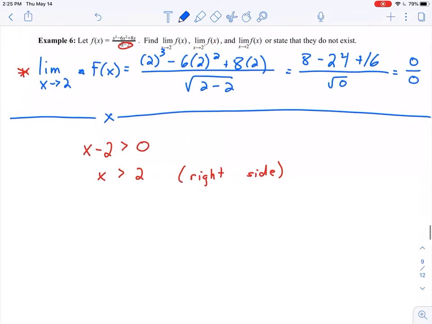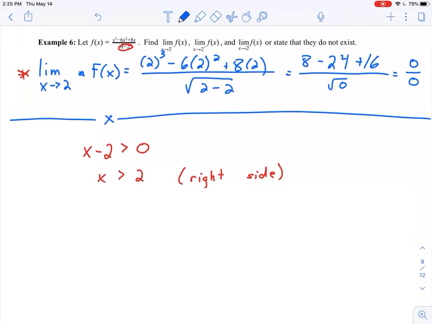So that means that for the left-hand side, and you can even just verify for yourself, right? If I chose a number that was less than 2, so I'm going to pick 1 here in this case, and I plugged it into this denominator right here. I'm just going to look at that denominator. There I'd have square root 1 minus 2. This is square root of negative 1. That's imaginary. That's not a real number, and we don't want to deal with that.